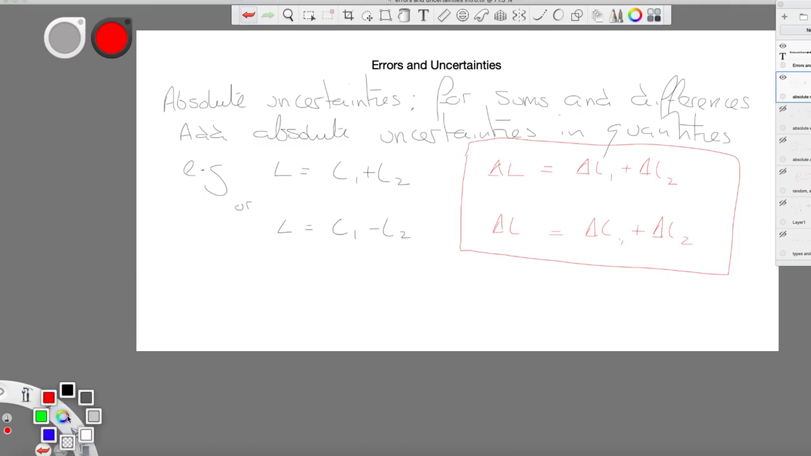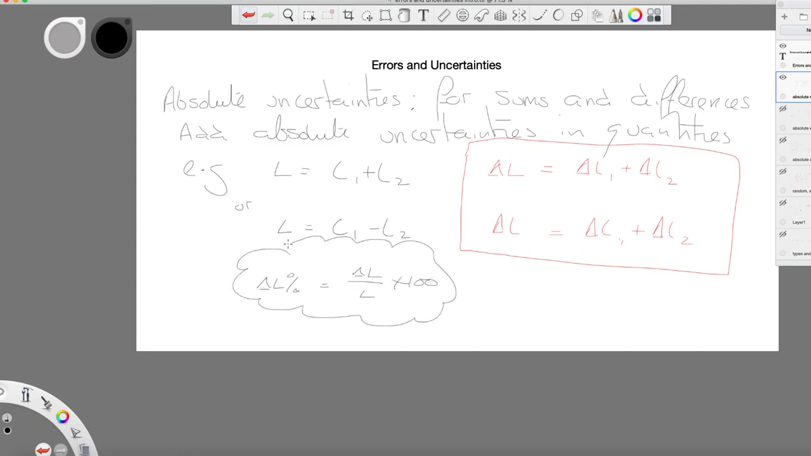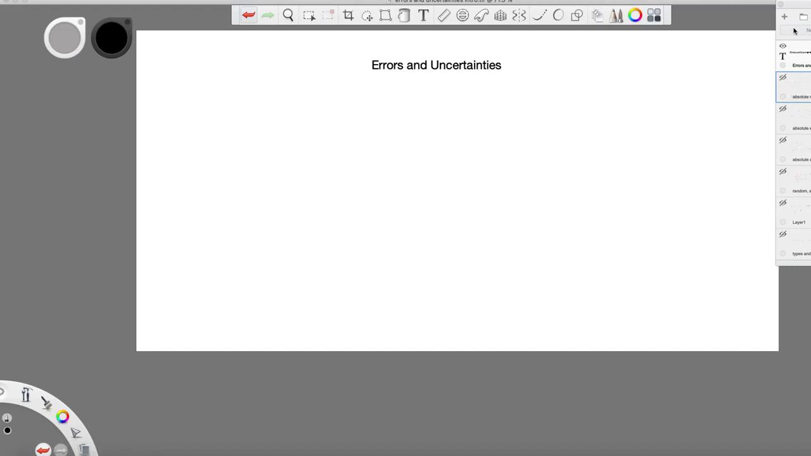Now, of course, you could go on to say that the percentage uncertainty in L is the absolute uncertainty in L over the value of L times 100. And that's what you would do. But my point is that your first stage is working out the absolute uncertainty in your sum or your difference, and then working out the percentage uncertainty that represents. So that's absolute uncertainties. Now, that's easy enough to do, and it's a stage in the overall treatment of uncertainties.